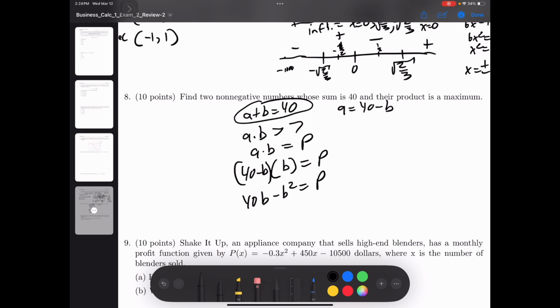And where I'm going to have a maximum is when the first derivative is equal to 0. So let's take the first derivative and set it equal to 0. We get 40 minus 2b is equal to 0, because we're taking the derivative of both sides. Subtract 40 to the other side, we get negative 2b equals negative 40. Divide by negative 2, and b equals positive 20. If b equals 20, a is also going to equal 20. b equals 20, a equals 20. And that's all we need to do for number 8.